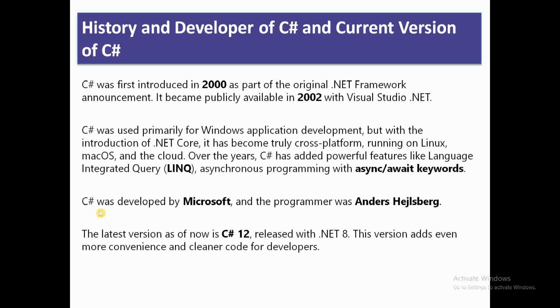Next, C# was developed by Microsoft, and the programmer who developed it was Anders Hejlsberg. The latest version of C# is 12, which is currently in use, and it is released with .NET 8. This version adds even more convenience and cleaner code for developers.